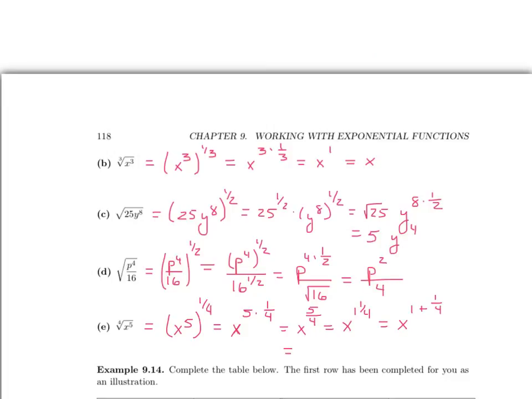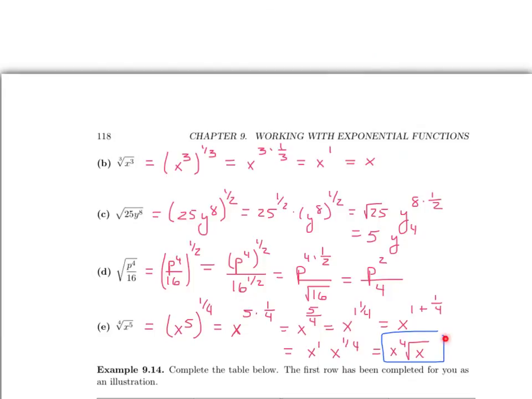Again, using our exponent properties, this is the same thing as x to the 1 times x to the 1/4. And x to the 1 is x, and x to the 1/4 is the 4th root of x. And this would be our simplified answer.